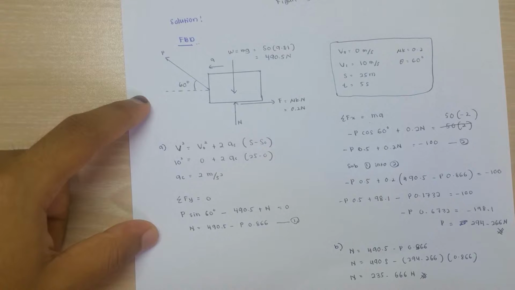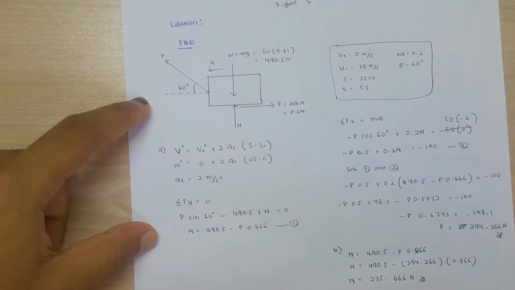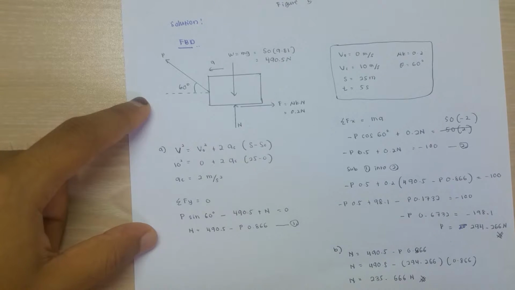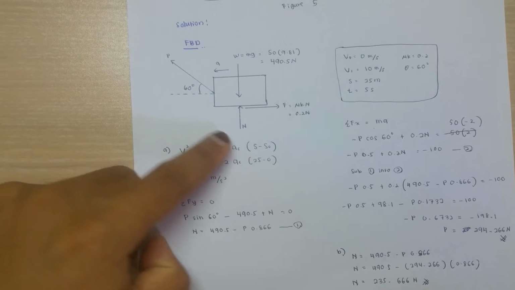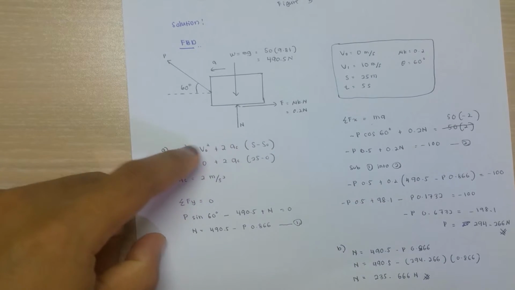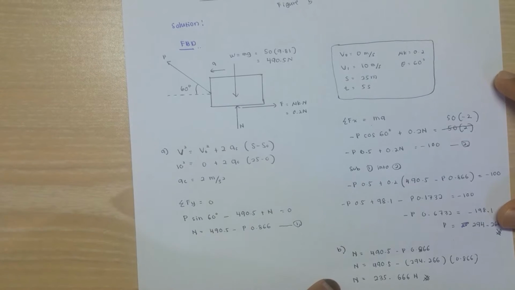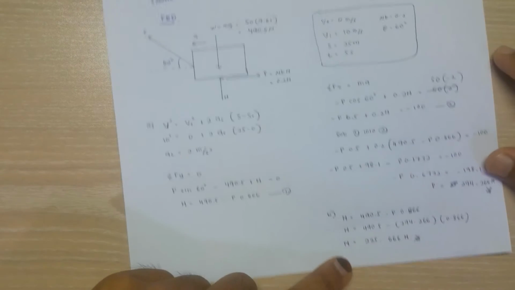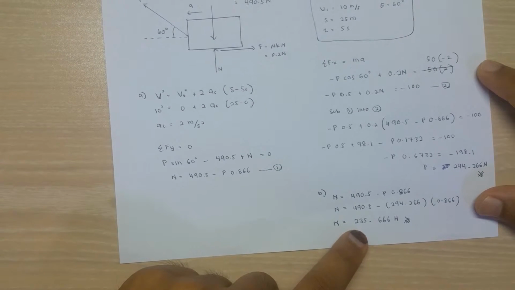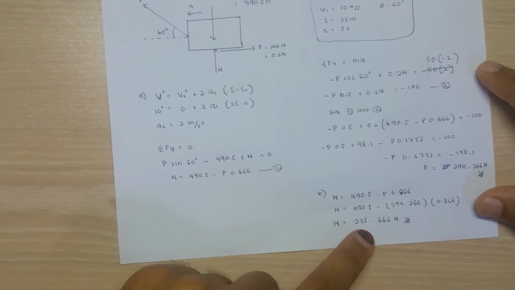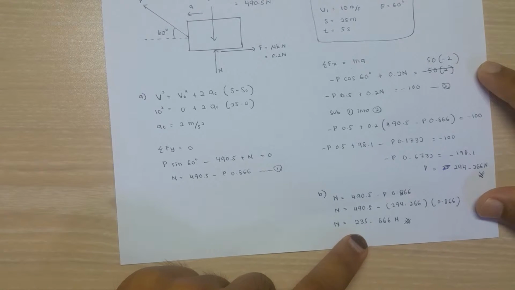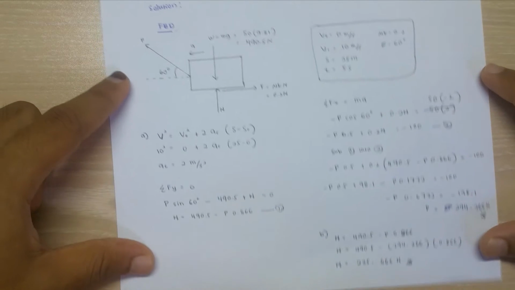And the second question asks to find the normal reaction on the crate. We know that N is the normal reaction on the crate. So by solving equation 1, we can get the normal reaction on the crate. So N is equal to 235.666 Newton. So that's all for now. Thank you.